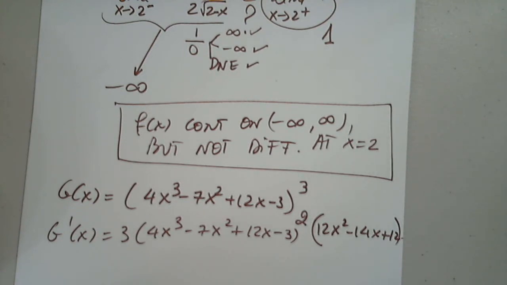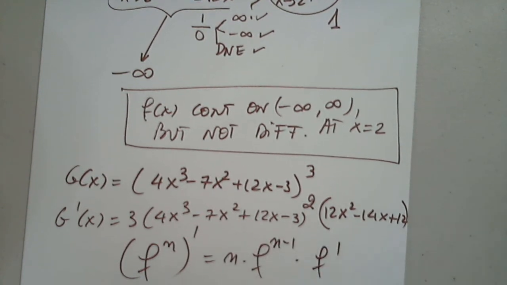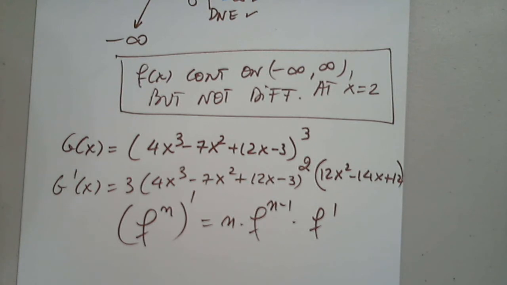I didn't understand. So the rule is f to the nth power prime is n times f to the n minus 1 times f prime. N times f to the n minus 1 times f prime. Is this okay? Yes.